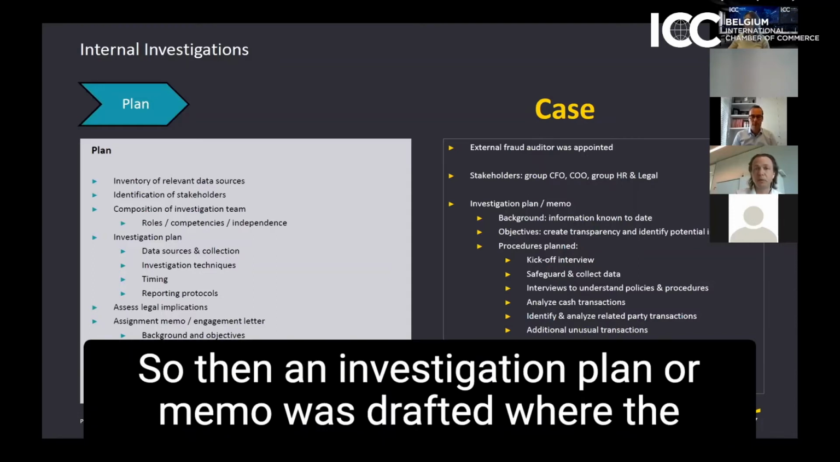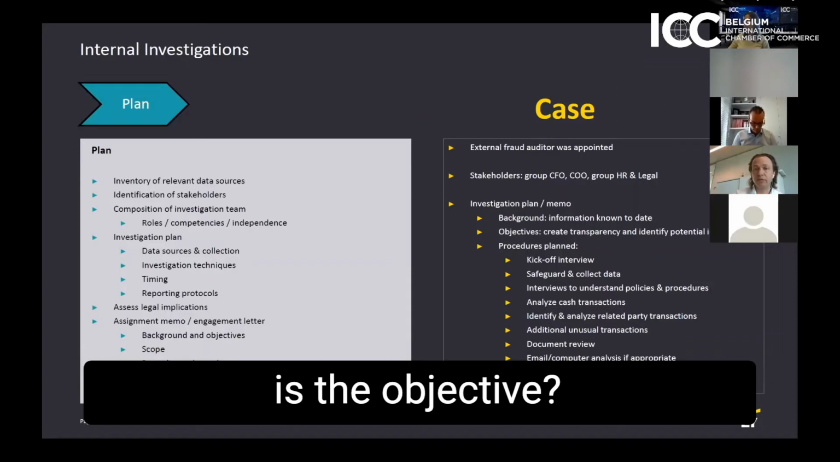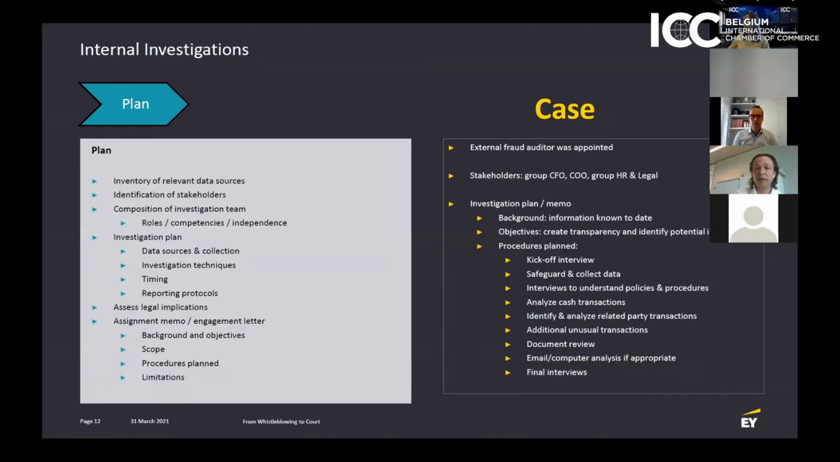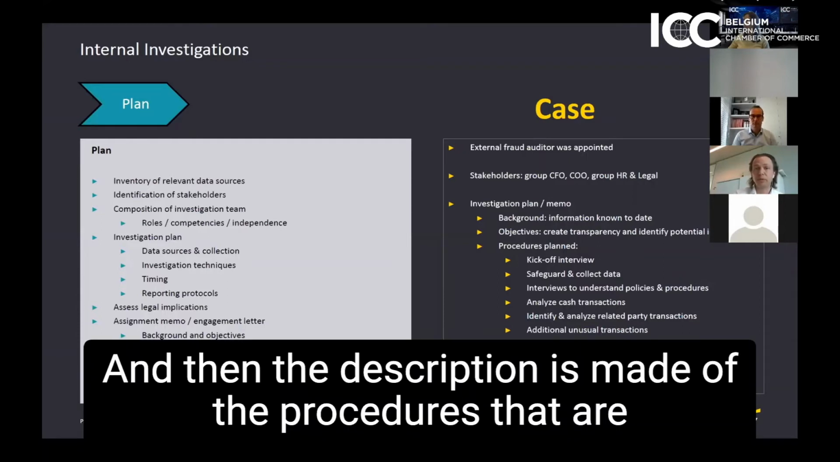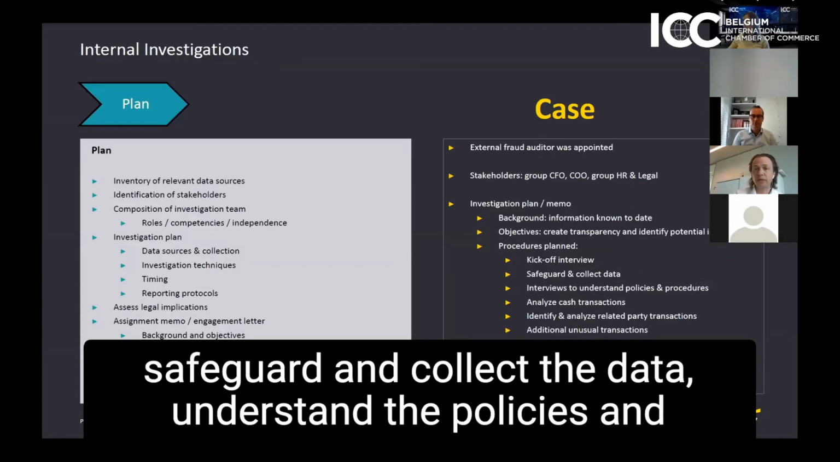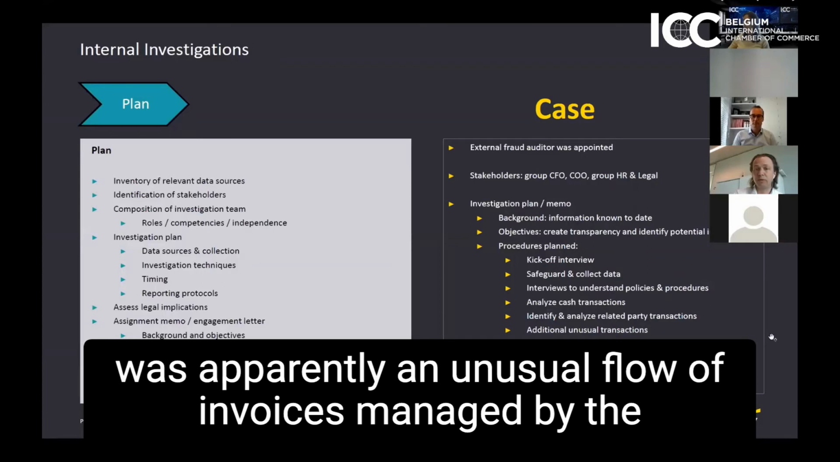So then an investigation plan or memo was drafted where the background was described, what was known to date, and what is the objective. So the objective was to create transparency and identify potential irregularities. And then a description is made of the procedures that are planned. So first start with the kickoff interview, then safeguard and collect the data, understand the policies and procedures, certainly because it was mentioned that there was apparently an unusual flow of invoices managed by the CFO.